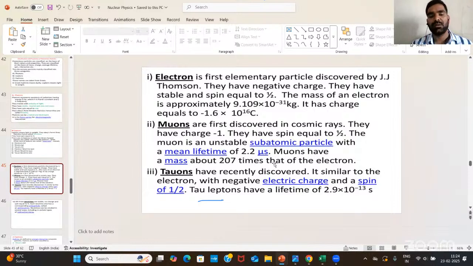Muons have a mass about 207 times that of the electron. So the electron's mass is much less than the muon mass. Muon mass will be more than the electron.